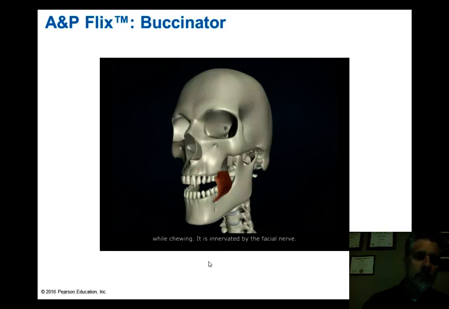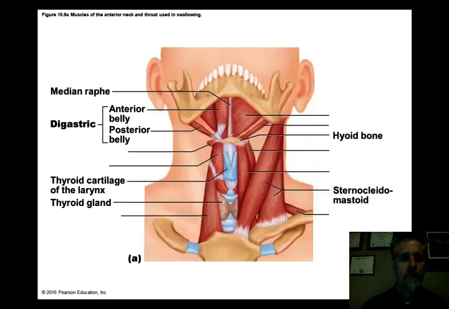So, there's a lot more detail than you have to know there, but these animations do a good job of showing you the actions of individual muscles sometimes, and that can be helpful. Okay, some of the other muscles.